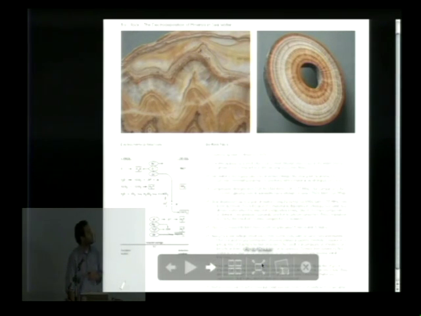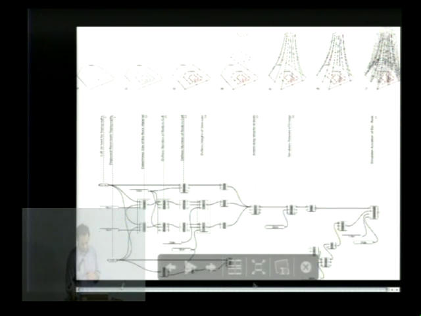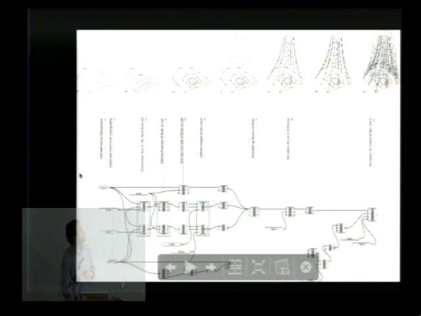So from here, I created this Grasshopper diagram that is kind of twofold. It simulates accretion using this metaball function.